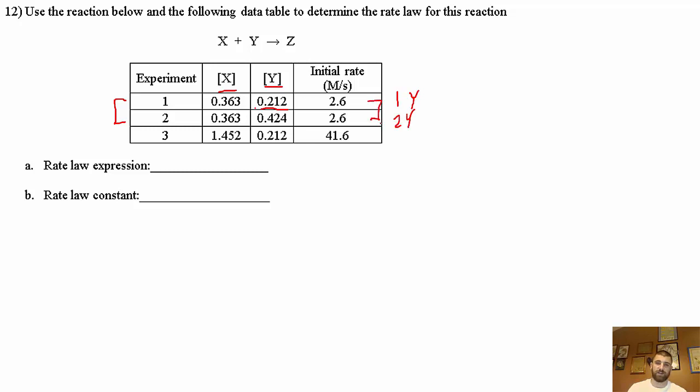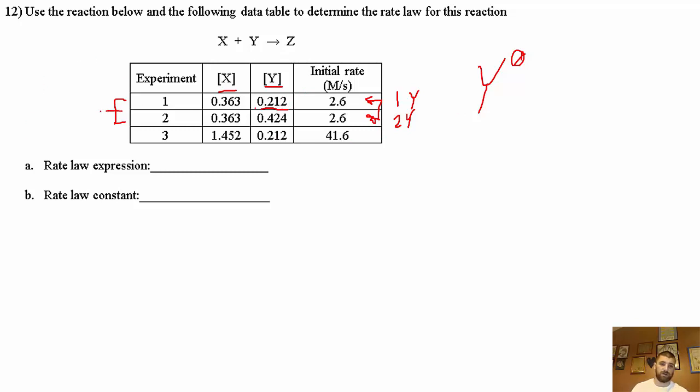And we take a look at the initial rates. Well, if the initial rates don't change when we change the concentration of y, that tells us that the reaction order for y is 0. Concentration of y isn't going to have an effect on the reaction rate. So now we got to do the same thing for x. We got to find 2 experiments where y is the same.